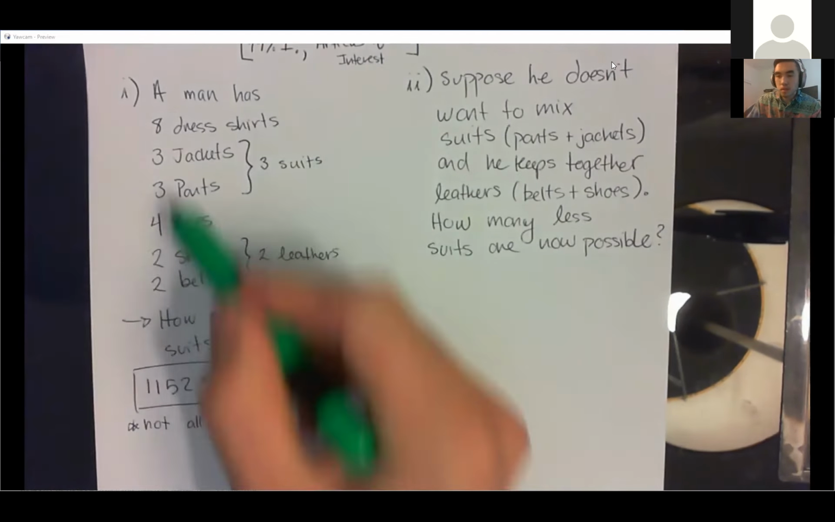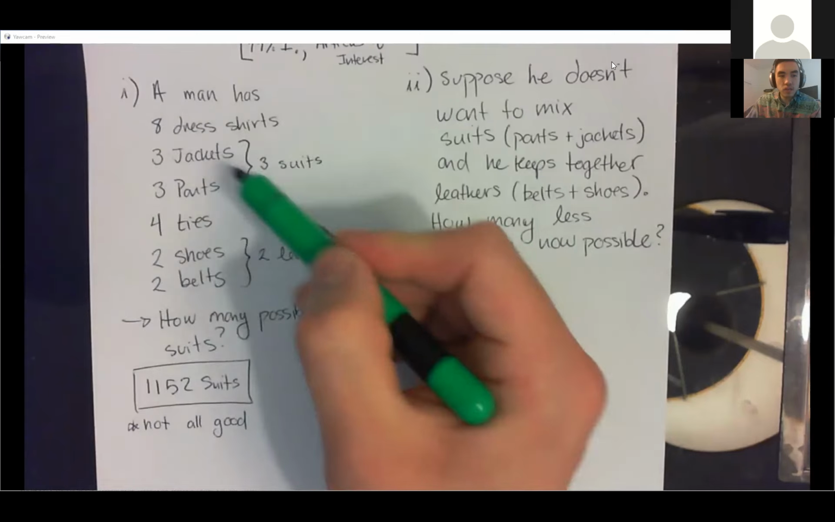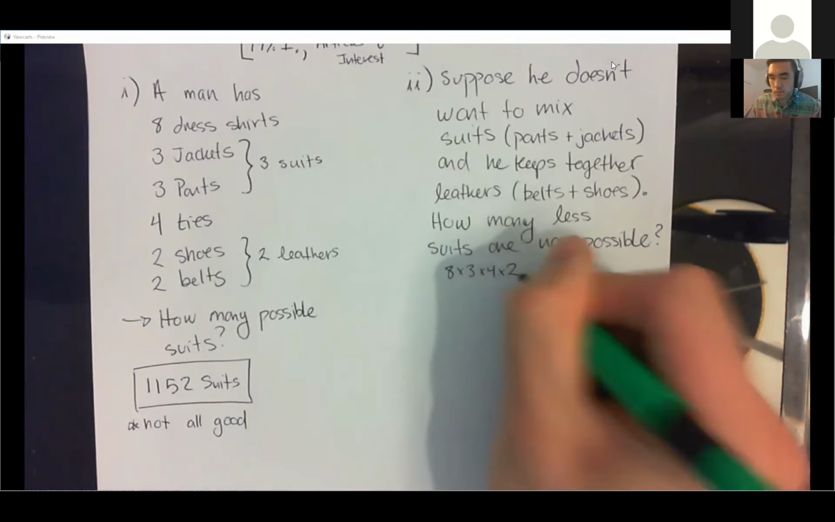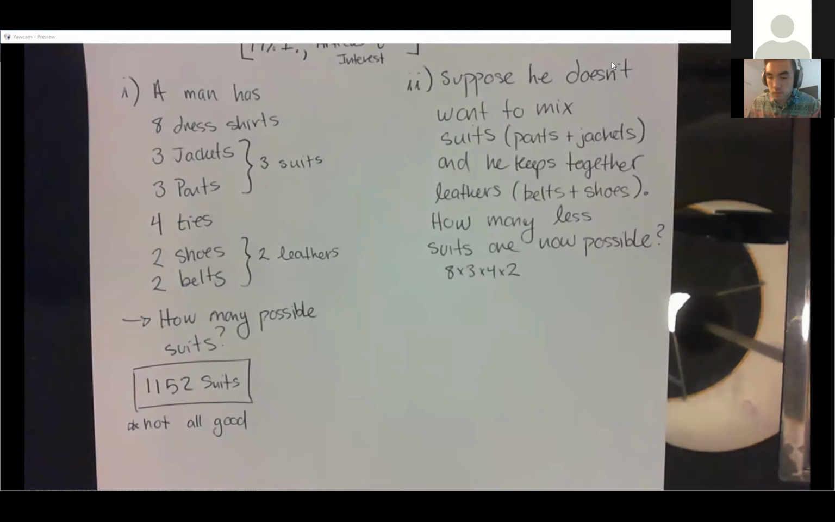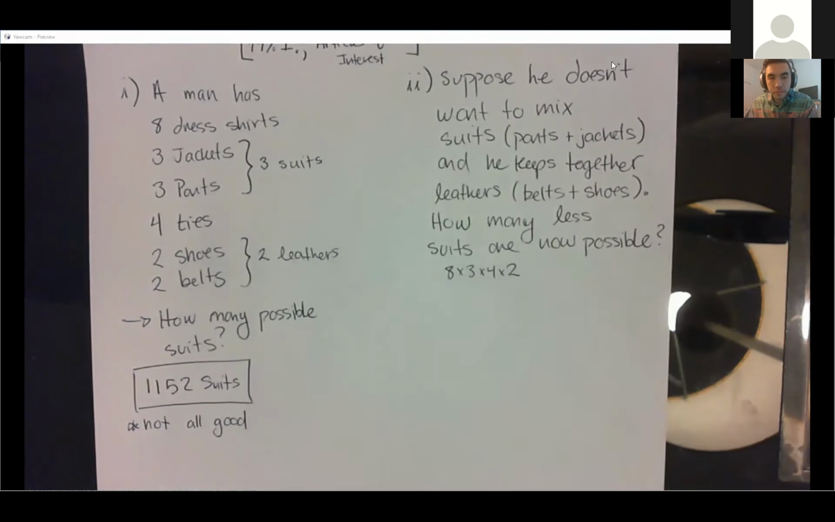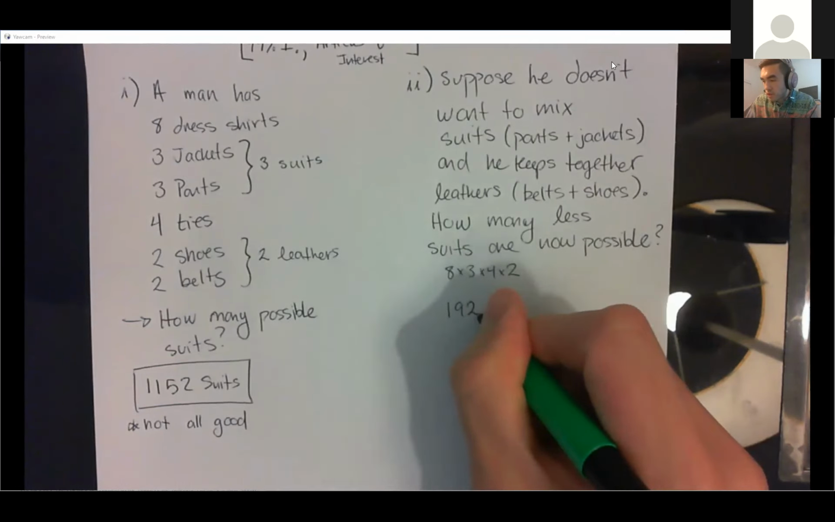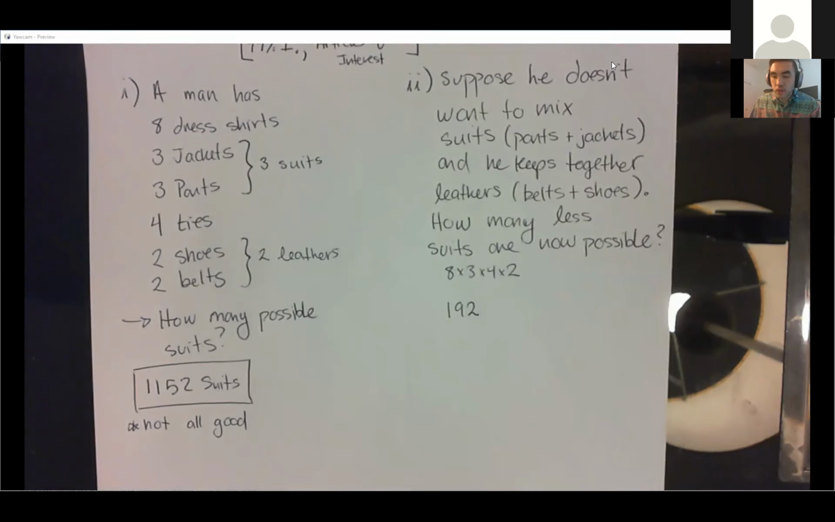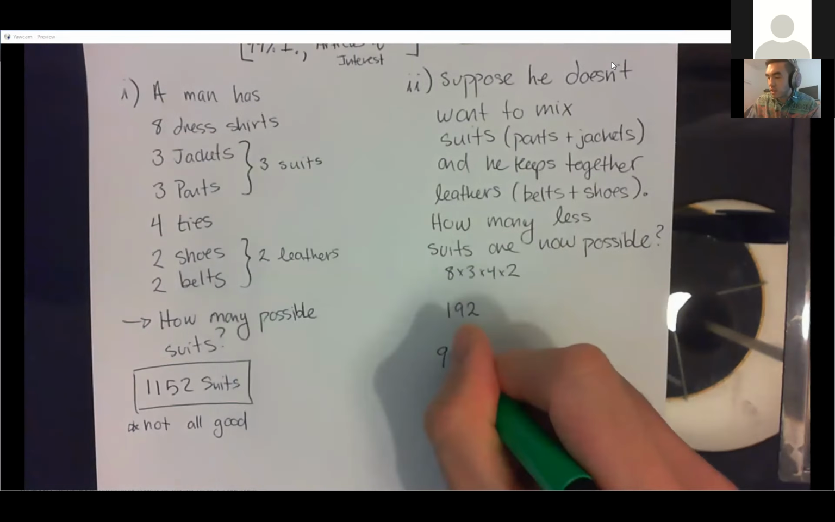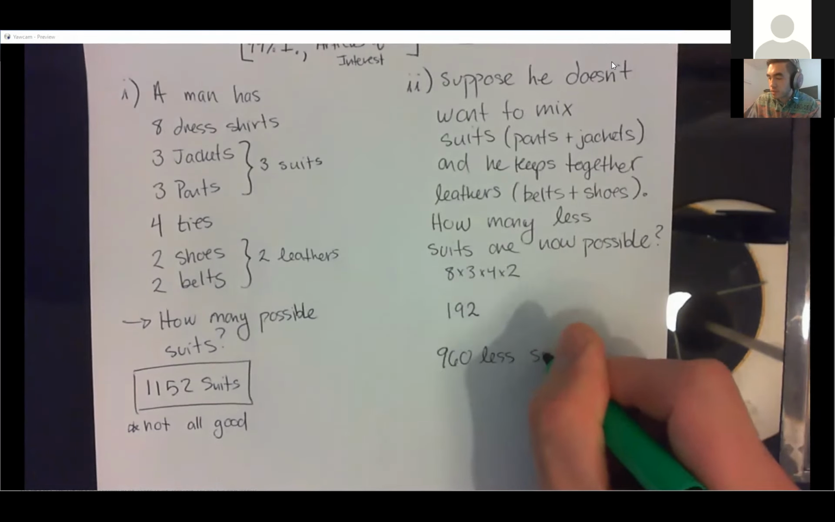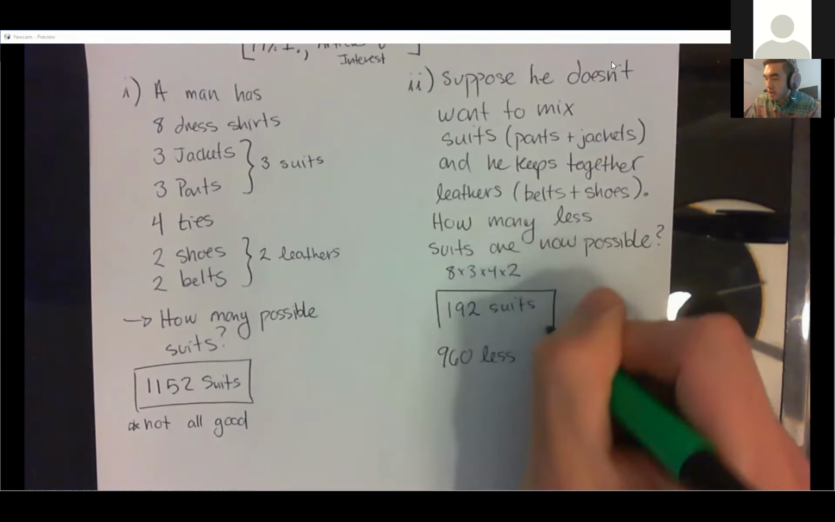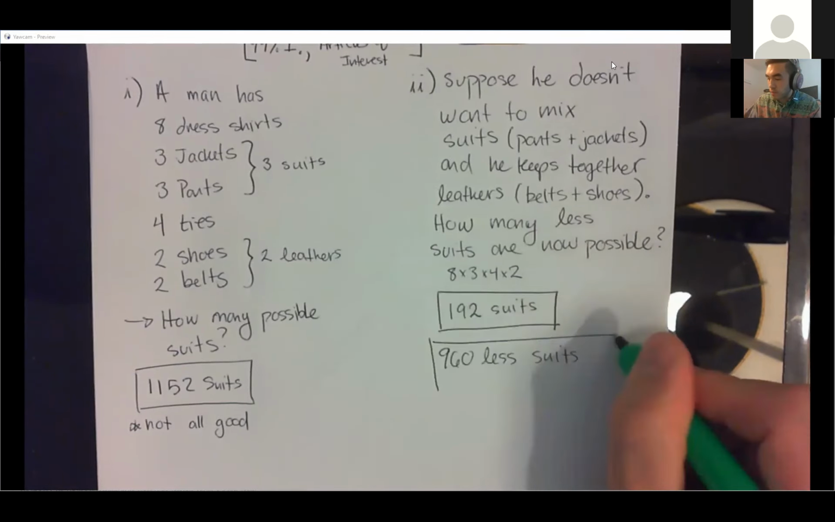Then instead of just taking the product down this row, now it's going to be 8 times 3 times 4 times 2. And so you'll notice this reduces it suddenly way down to how many? 192. Just 192 suits. And so to get how many less it is, we subtract. And so suddenly, simply by enforcing these 2 rules on the set, there is suddenly 960 less possible suits compared to when we're getting dressed, I guess, blind, right? Like if you were to just go in the closet and put on whatever.